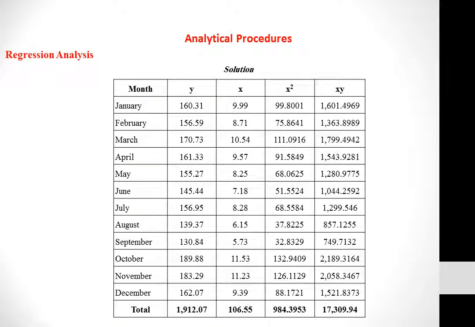First of all, the first step is to have a table like this. The first column contains the months. Y here is cost of sales and x is labor hours. Then we have x squared, and then xy. So we have a five-column table: the first column is months, the second is y, cost of sales, the third is x, direct labor hours, the fourth is x power 2, and the fifth is xy, x multiplied by y.